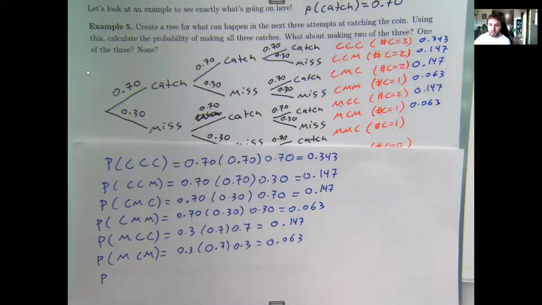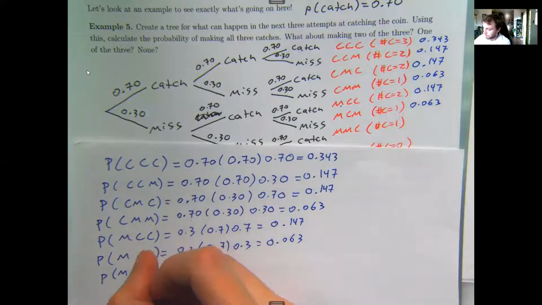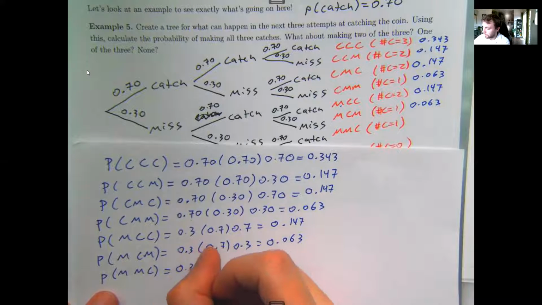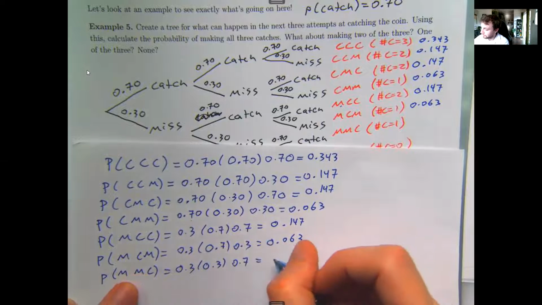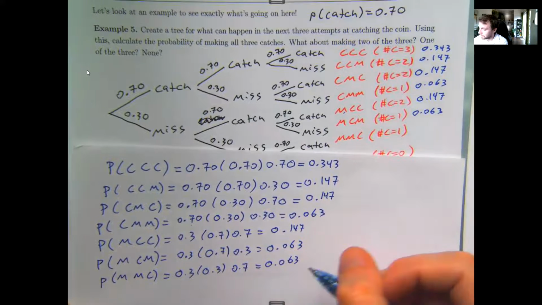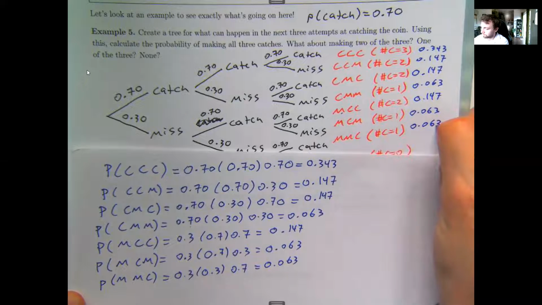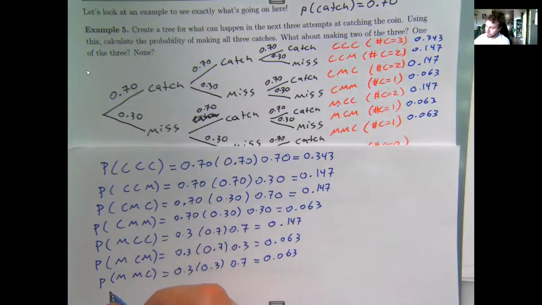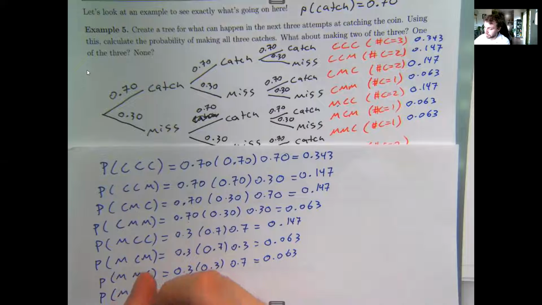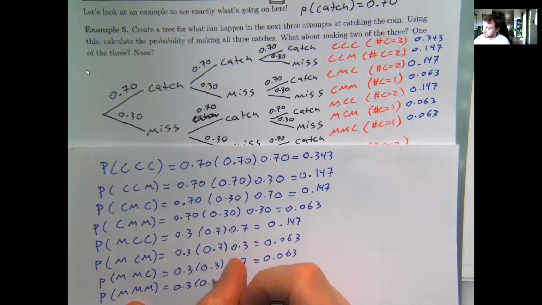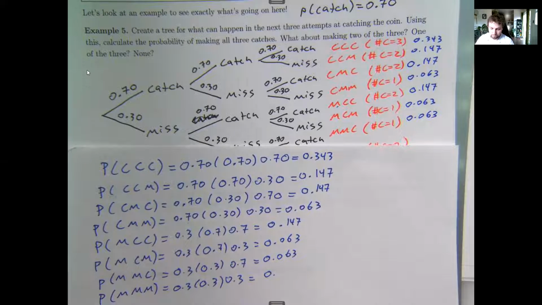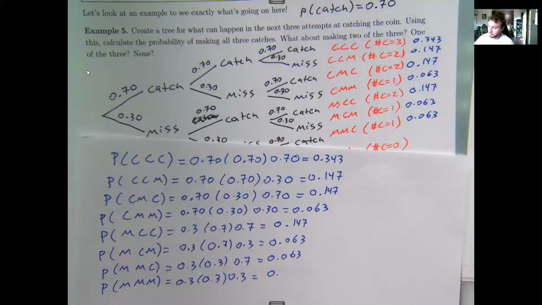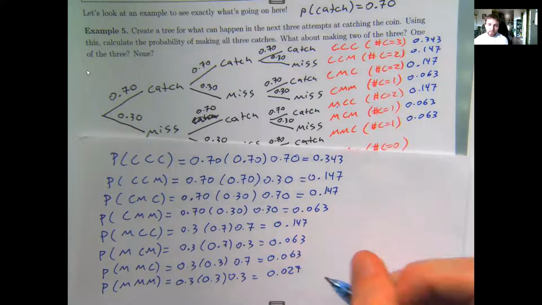Just keep going down the line here. I've got two more. Miss, miss, and catch. 30% for the misses, 70% for the catch. Gives me 0.063 again. And finally, the probability of 3 misses in a row. The probability of each of those misses is 30%. I'm multiplying those numbers together. Doing so gives me 0.027.